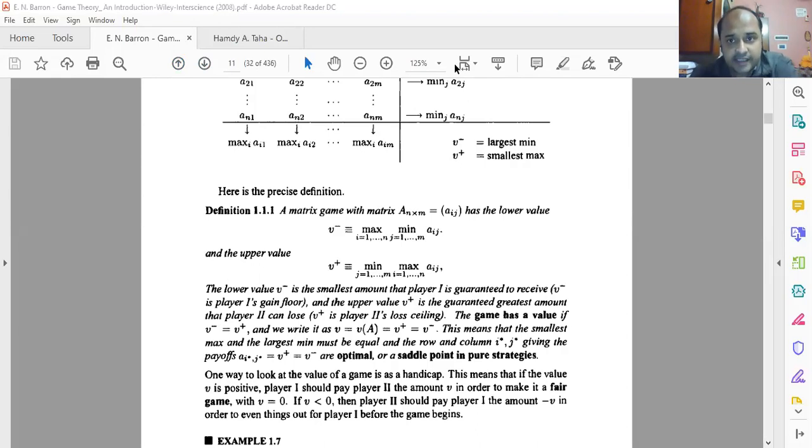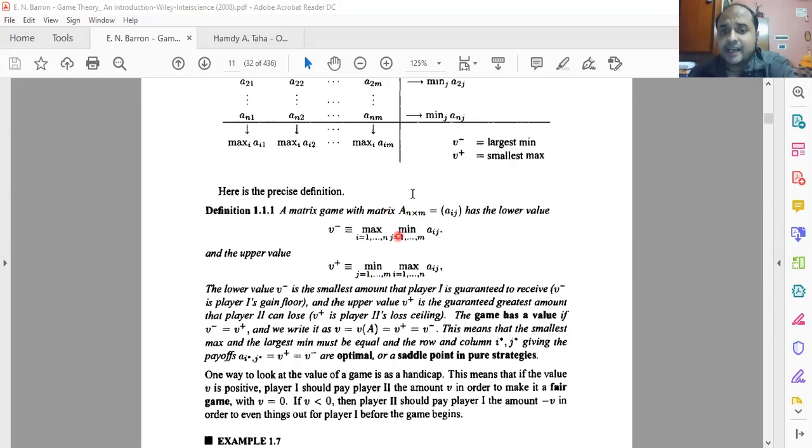This definition says that, write it: a matrix game with matrix A, n cross m. Matrices are always denoted by this notation, capital A. N cross m means it is the matrix order. Here the matrix order was 3. The number of rows and number of columns were the same. It should not always be so. The number of rows may be different from the number of columns in general. But that will not happen for a two-person zero sum game.